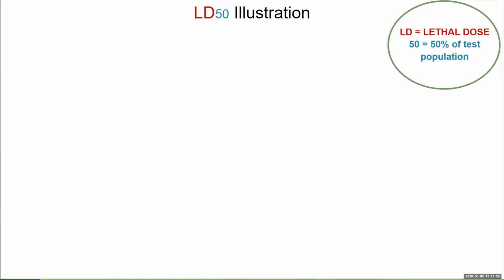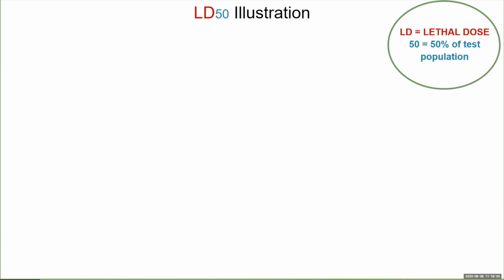This is an illustration for something called the LD50. This is one of those initial laboratory studies that I was mentioning. The LD50 is the lethal dose to kill 50% of the test population. And the test population is not a town. They don't fly over with pesticides and spray a town. It's actually performed in a laboratory with laboratory animals.